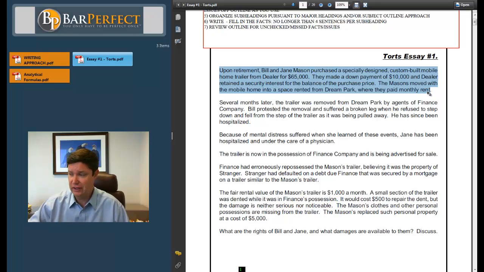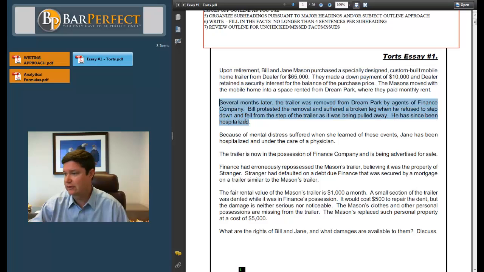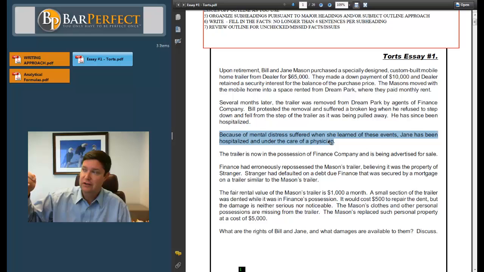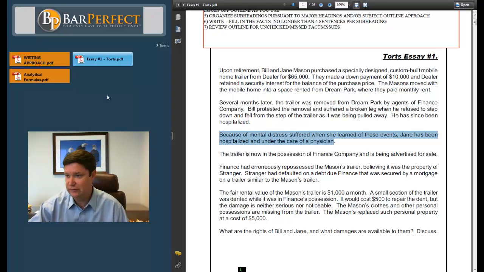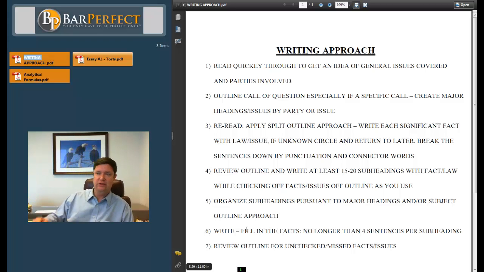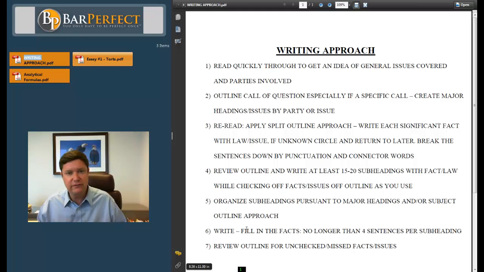Well, we usually address damages at the end. The tort doesn't occur until the second paragraph. Damages occur at the third paragraph. So they don't give you the facts in the order that you need to present them. So once you've organized your subject matter headings pursuant to your outline and the call of the question, you're going to fill in the facts.